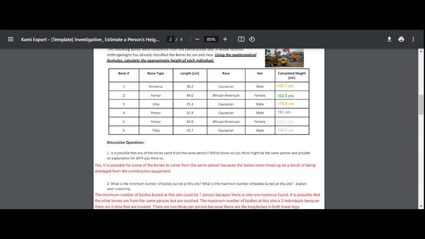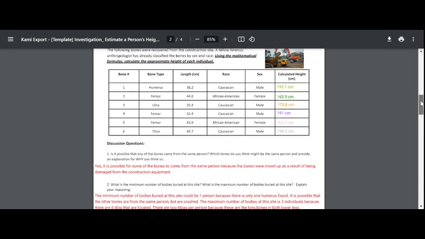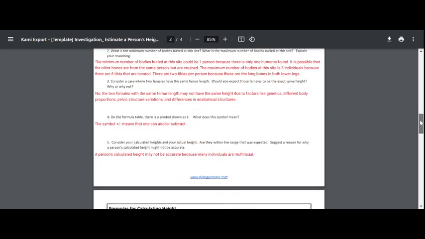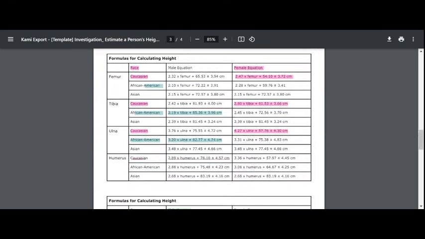So for bone number 2, we have a femur. The length is 44 centimeters. It's an African American female, okay, where the calculated height is 163.5 centimeters. So again, we're going to go ahead and use the femur formula over here for calculating height. It's African American female. Okay, so we're going to go ahead and use that one right here.